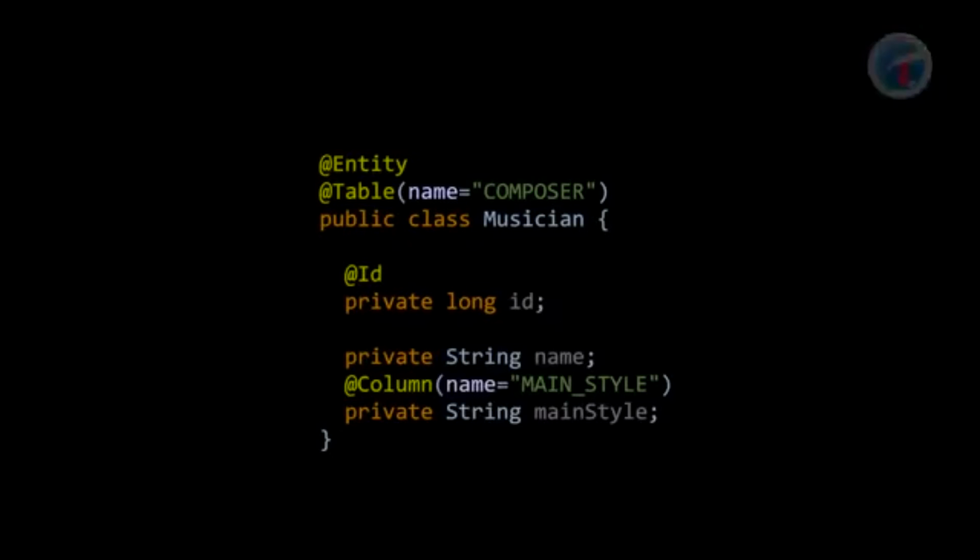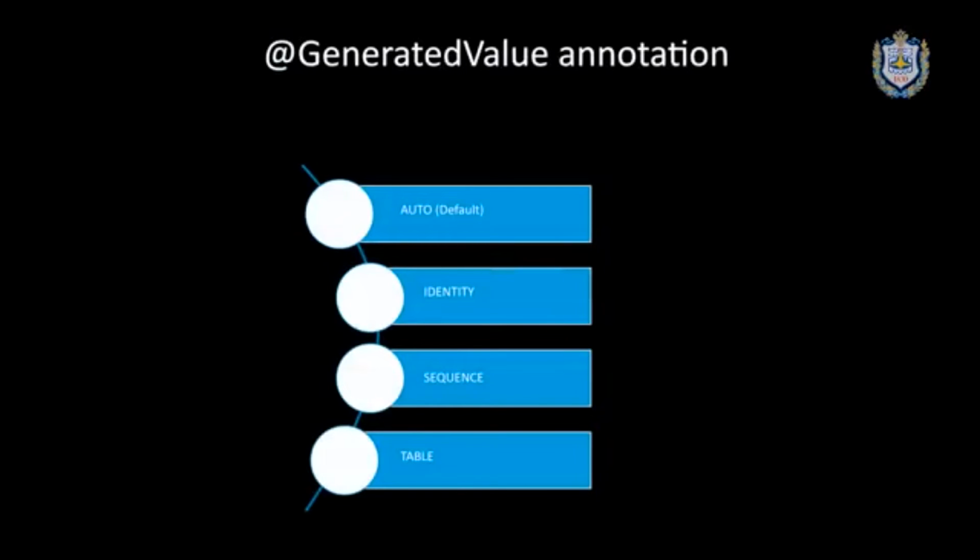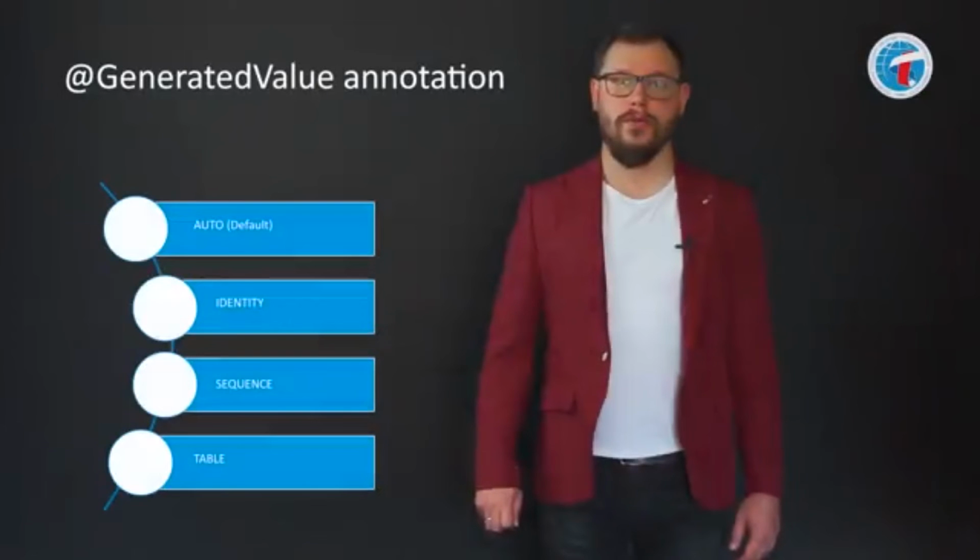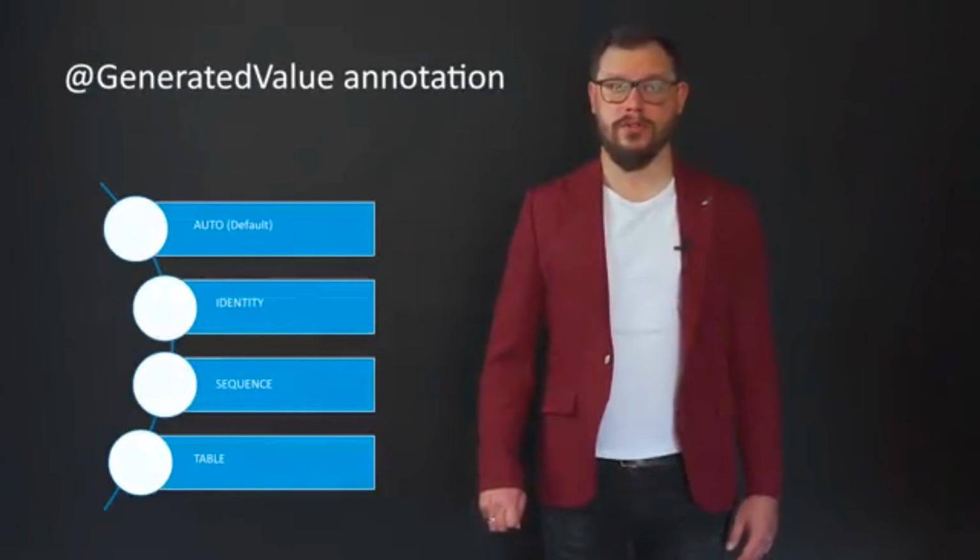Simple IDs are mapped using the @Id annotation to a single property of one of these types: Java primitive and primitive wrapper types, String, Date, BigDecimal, BigInteger. If we want the primary key value to be generated automatically for us, we can add the @GeneratedValue annotation. This can use four generation types: AUTO, IDENTITY, SEQUENCE, TABLE. If we don't specify a value explicitly, the generation type defaults to AUTO.